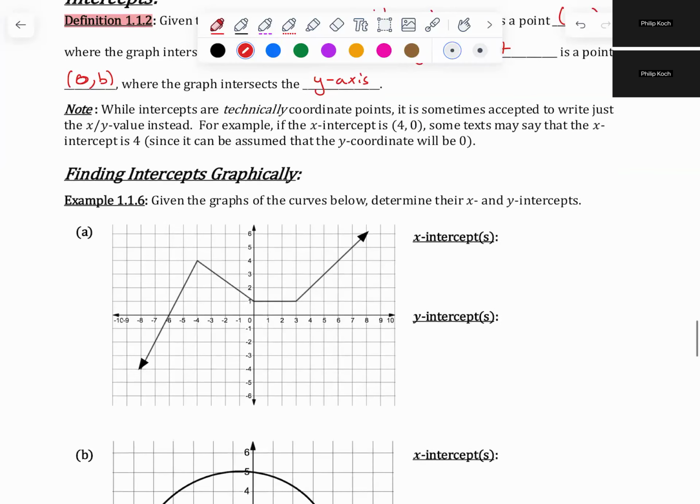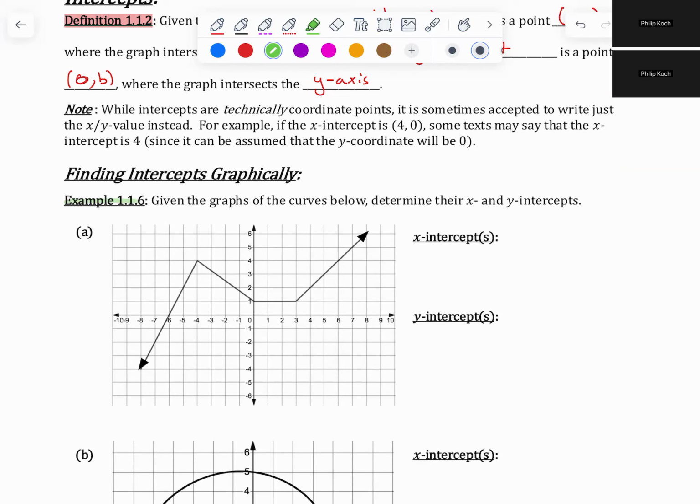Either way, we can find them graphically. That one's the quick one. So, x-intercepts. This example. -6.